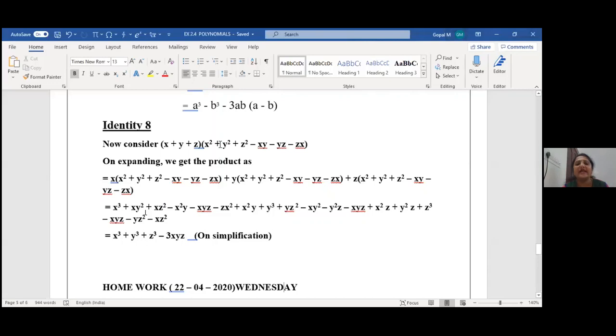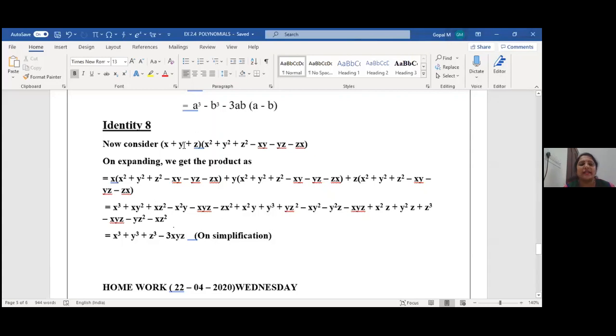This is your 8th identity, multiplication of a trinomial by a polynomial. So already you have learned this multiplication. If you multiply, all the things will get cancelled. Only x cube plus y cube plus z cube and xyz, xyz, xyz will remain. Remaining things will get cancelled, plus xy square minus xy square, like that. Am I clear, children?